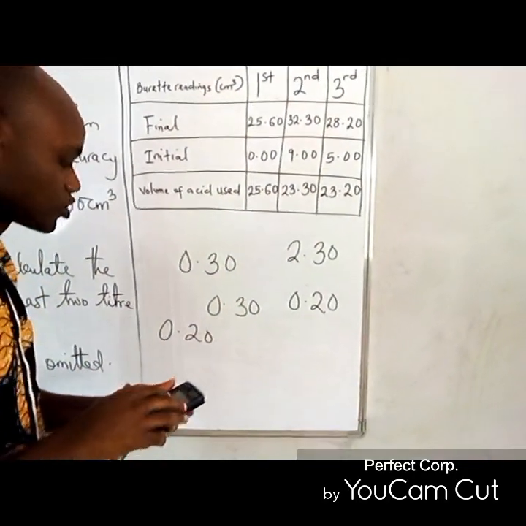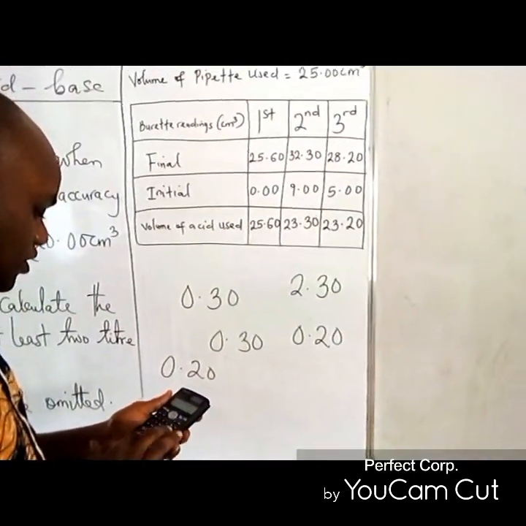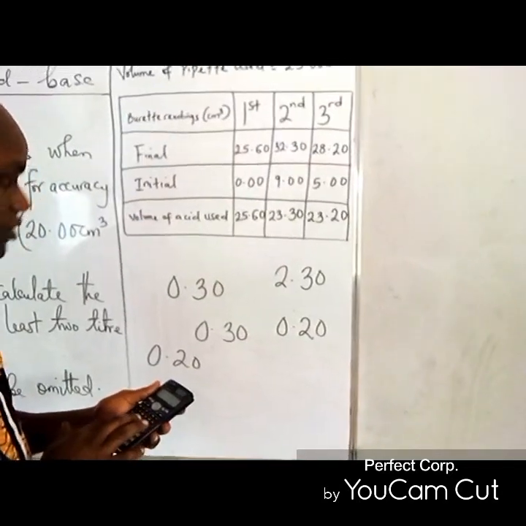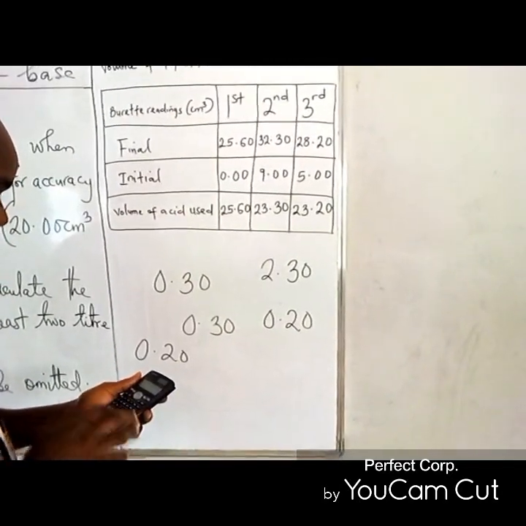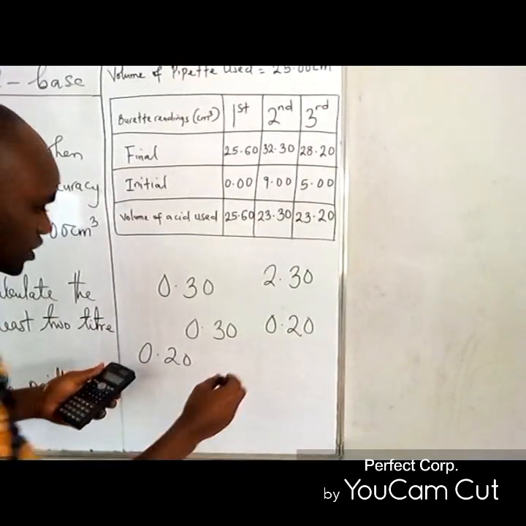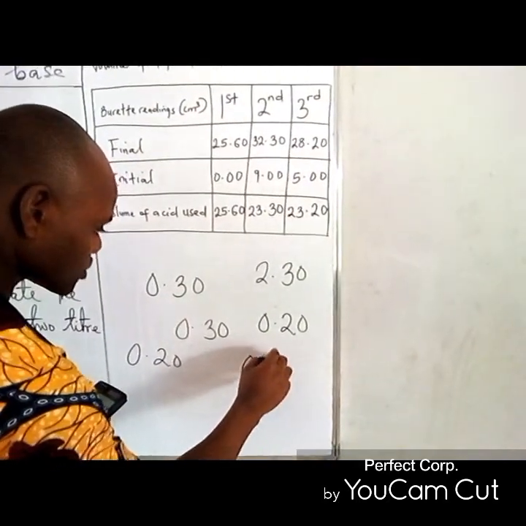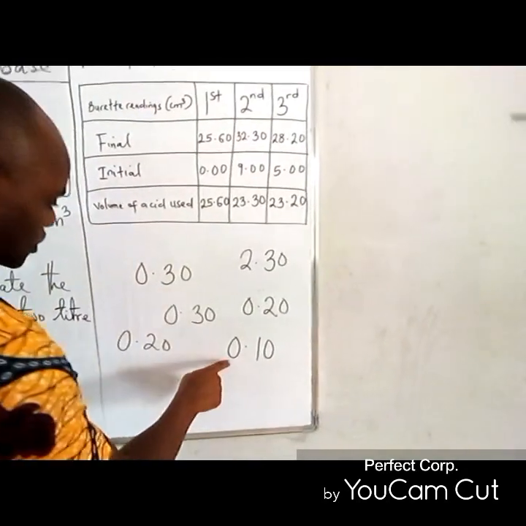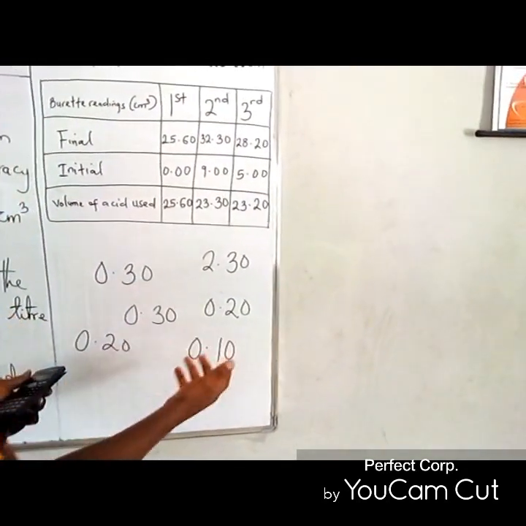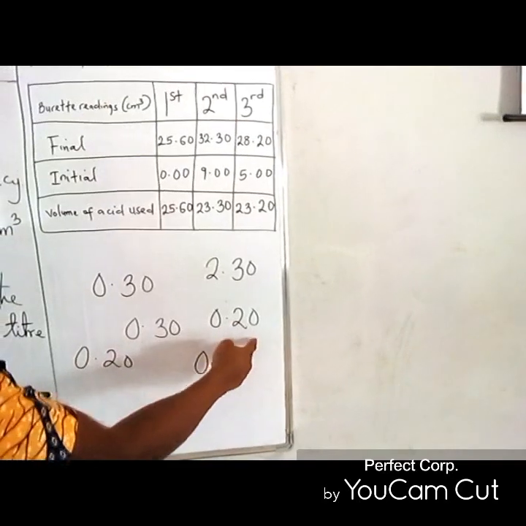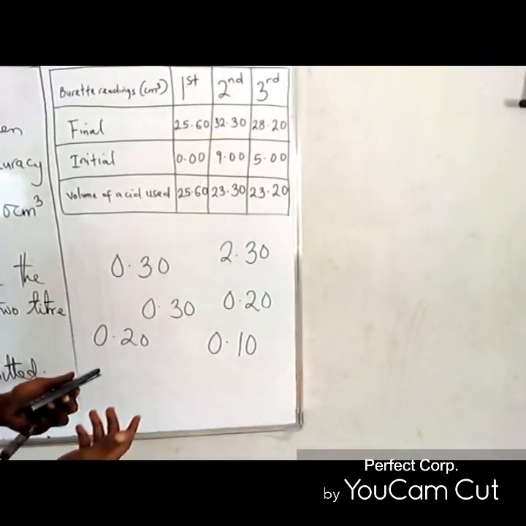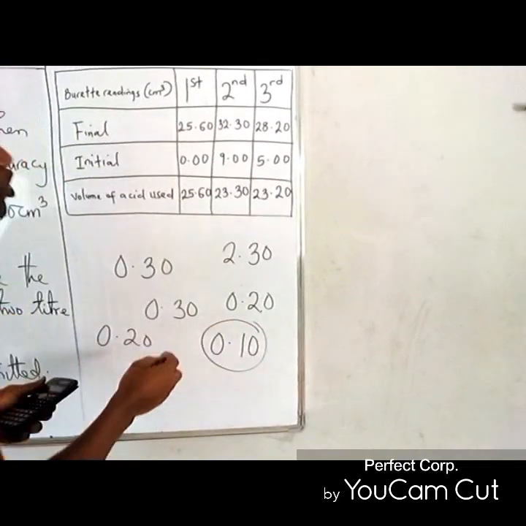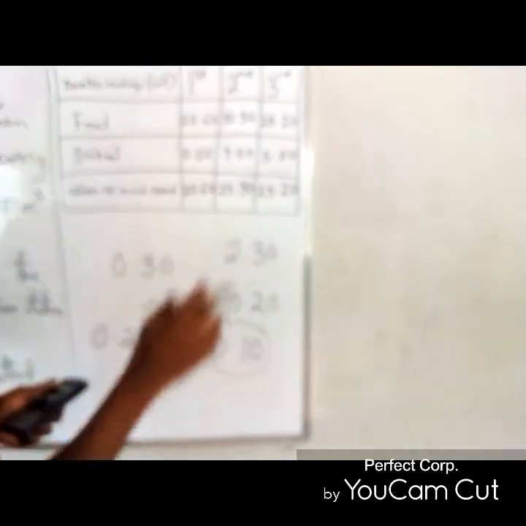Let's see the answer that we're going to get. 23.30 minus 23.20. The answer I got here is 0.10. Now let's check. 0.10 and 0.20. Which one is bigger? 0.20. So which means this is correct. We are making use of these two numbers.